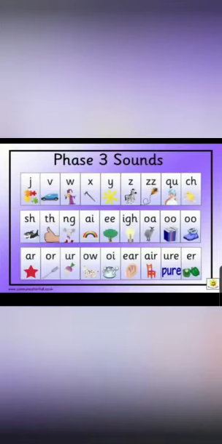Good job. Now let's go through the phase 3 sounds. Ready? J, v, x, y, z, qu, ch, sh, v, o, ng, ai, ee, igh, oa, oo, ow, oi, ear, air, ure, er.